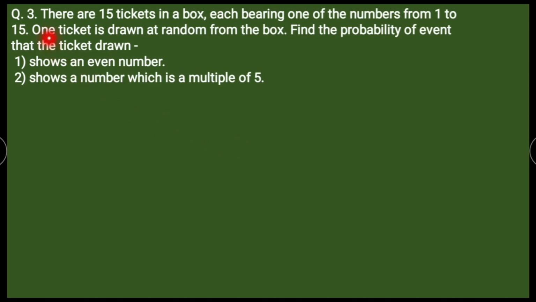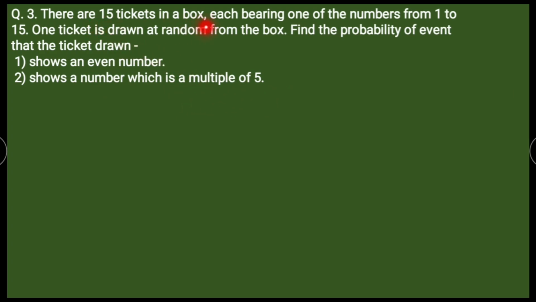Now see question number 3. There are 15 tickets in a box, each bearing one of the numbers from 1 to 15. One ticket is drawn at random from the box. Find the probability of the event that the ticket drawn (1) shows an even number, (2) shows a number which is a multiple of 5.